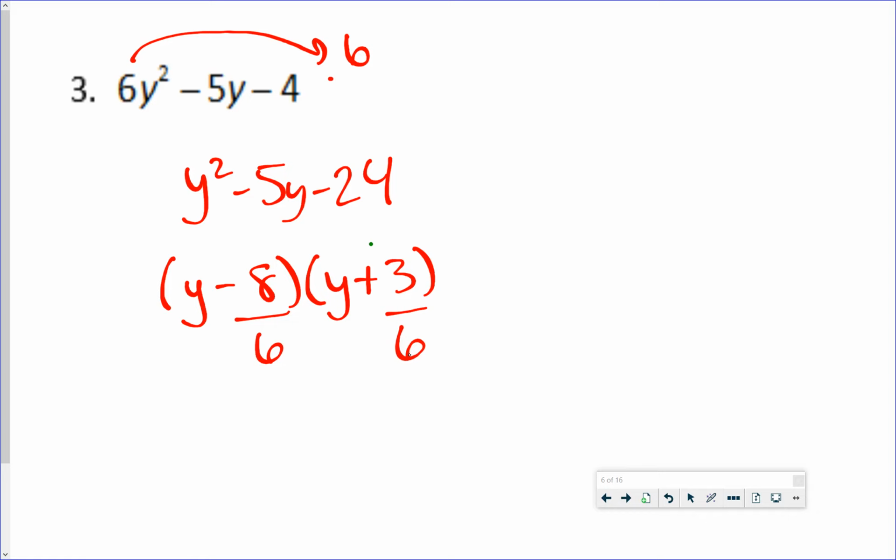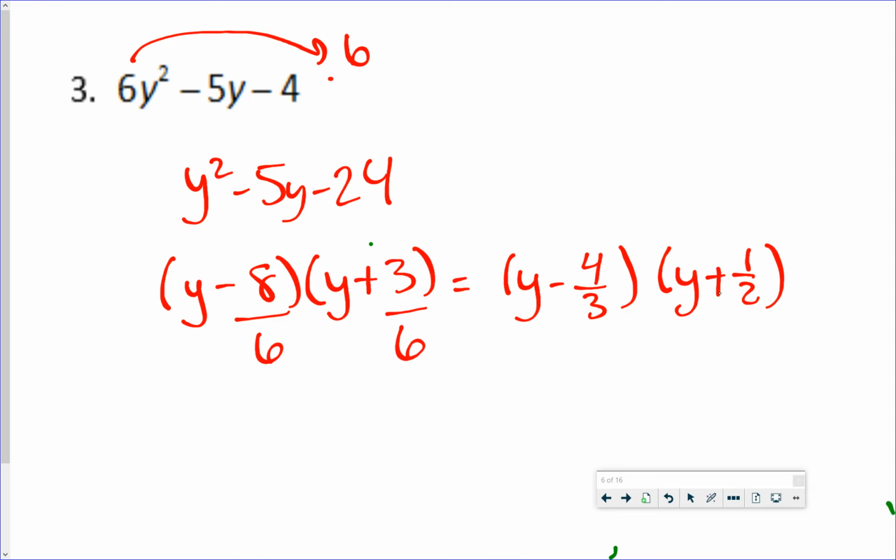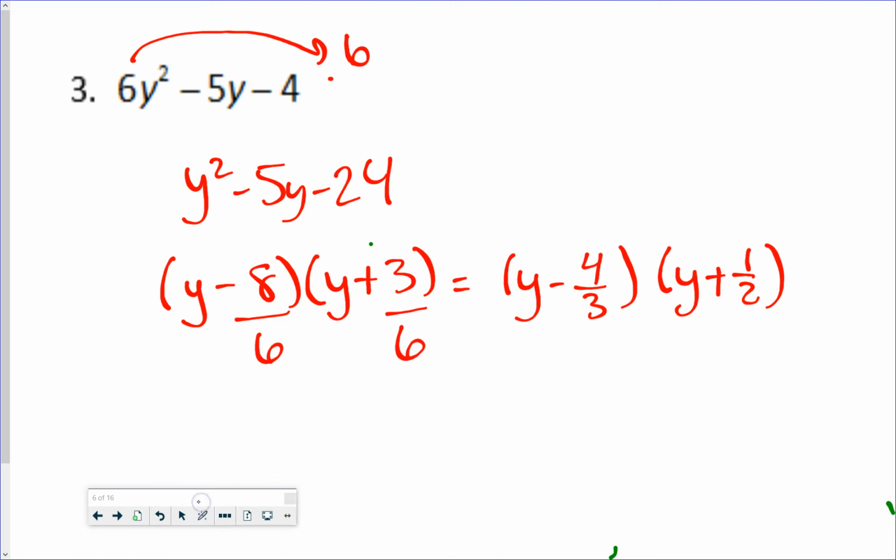Thank you. All right. 8 over 6. Can that fraction be reduced? Technically, yes. But what is it? It's 4 over 3. Yep. And 3 over 6 becomes 1 over 2. Now, we do have to reduce before we promote, because if I had promoted the denominators up ahead of time, I would have 6y times 6y. That gives me 36y squared, and that's not what we want. So you have to simplify first. Then reduce our fractions. Now we can promote them up.